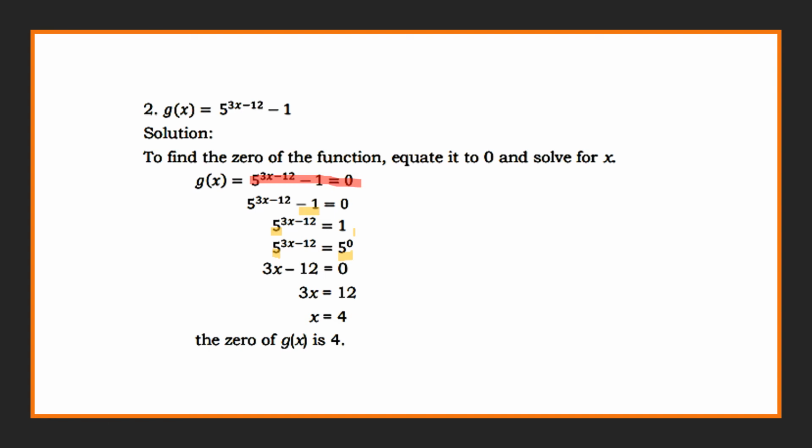So, 3x minus 12 equals 0, 3x equals 12, x equals 4. So, g of x is equal to 0 when x is 4. So, ang 0 ng function na to is 4. So, it's like 12 divided by 3. Ganun lang po ang pagkuha ng 0.